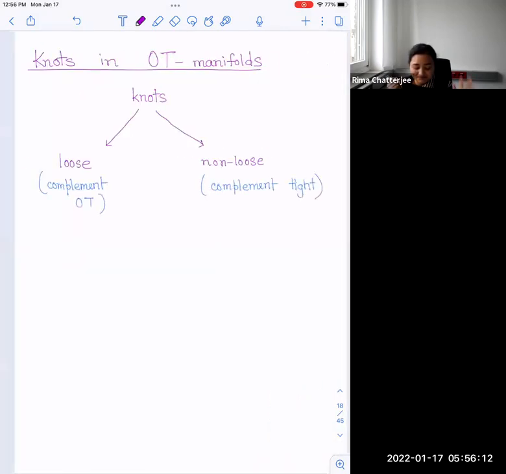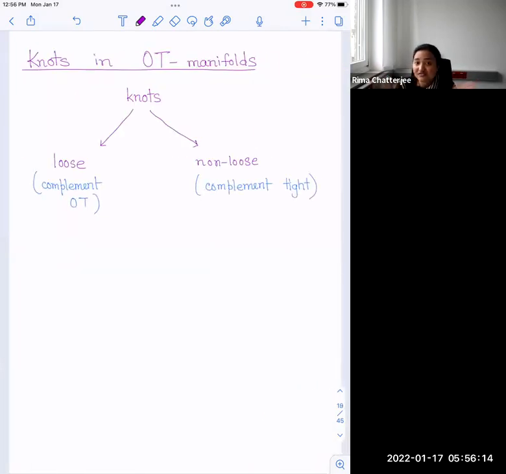So these are basically the definitions. A non-loose knot is a knot with tight complement, and a loose knot has overtwisted complement. There are other ways also to define these knots, like a surgery definition. A non-loose knot will be a knot where you do a surgery and you get a tight manifold. Okay.